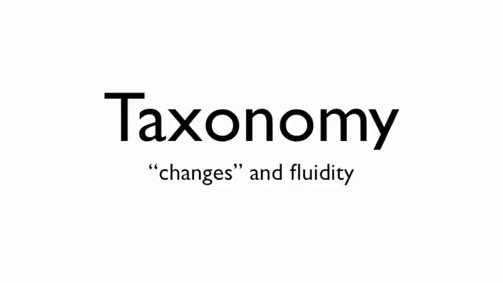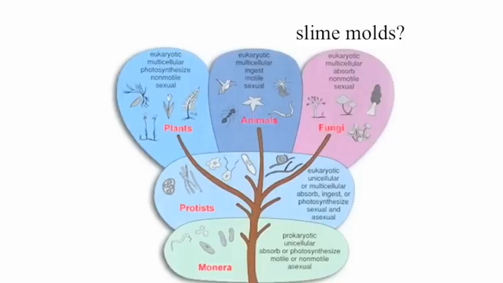Taxonomy is very fluid. There are a lot of changes that occur, and it can be a nightmare for biology students or biology professors, for that matter. We've always discussed the five-kingdom system, and as you can see, Monera, Protista, Fungi, Plantae, Animalia, groups that we talked about at the very beginning of this course. These organisms will move from time to time into different areas.